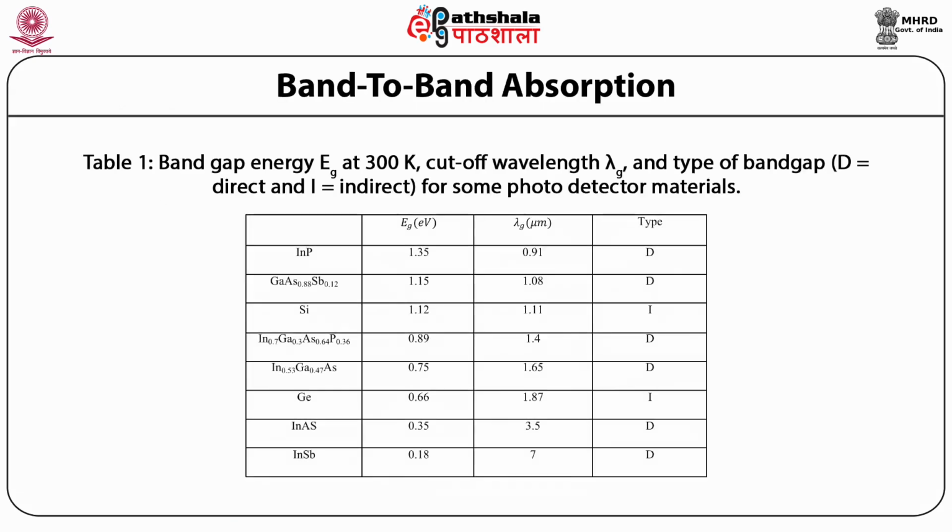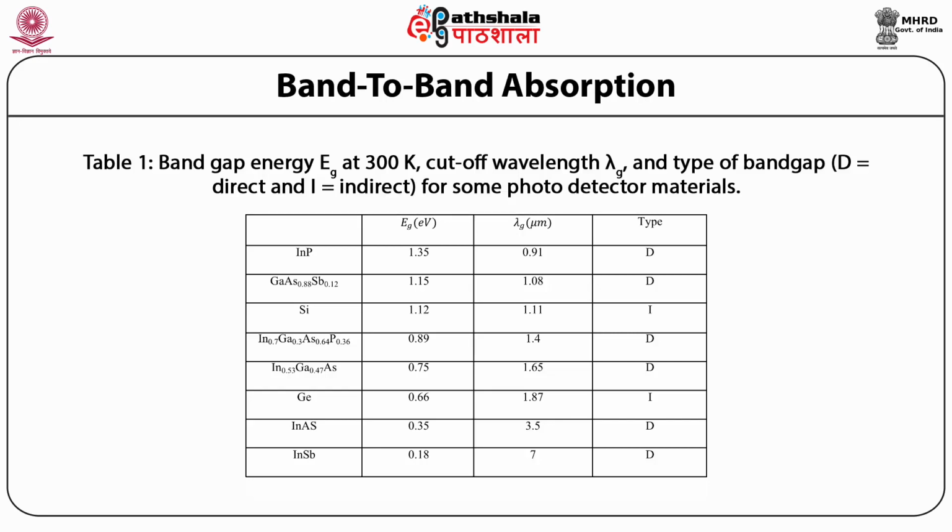Table 1 shows the bandgap energy Eg at 300 Kelvin, cutoff wavelength lambda g, and type of band gap, that is, D if direct, and I if indirect, for some photodetector materials. So what we have seen here is that there are a few direct band gap materials, for example indium phosphide, gallium arsenide antimonide, indium gallium arsenide and phosphide, compounds of indium, gallium and arsenide, then indium arsenide and indium antimonide.